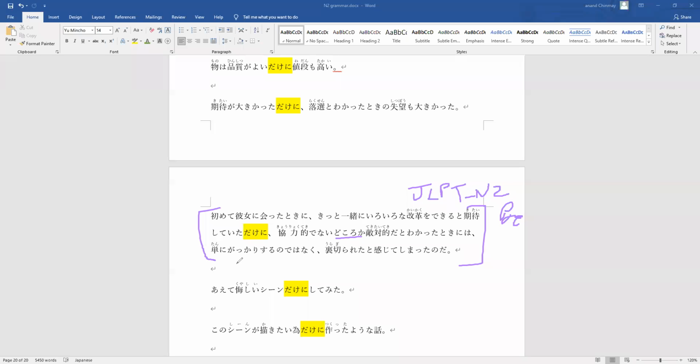So it's not like tanni gakkari suru no dewa naku. Dewa naku means dewa nai. Try to get the meaning of this sentence. It is pretty interesting. It's hard basically.